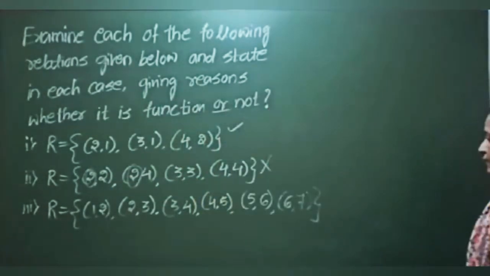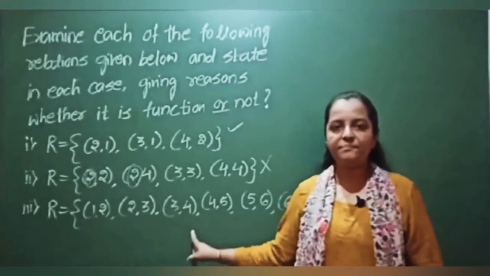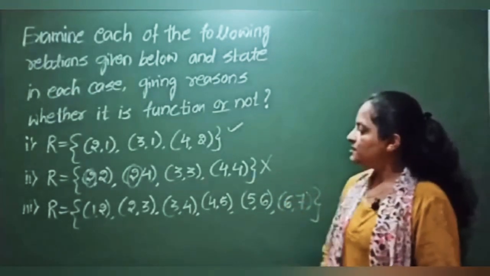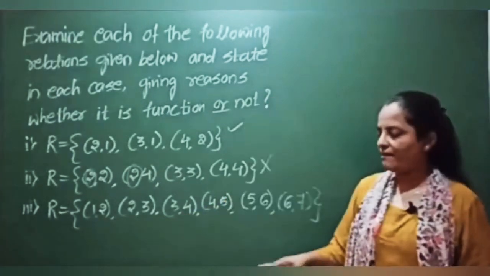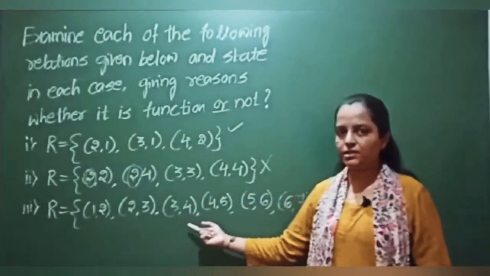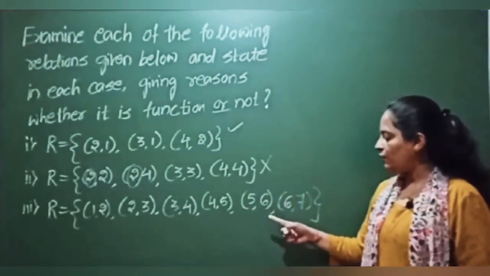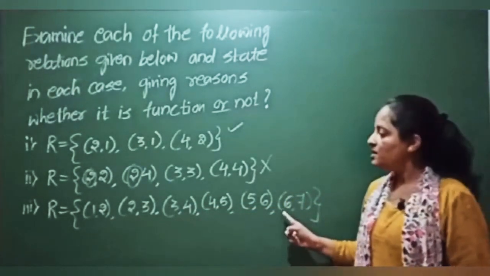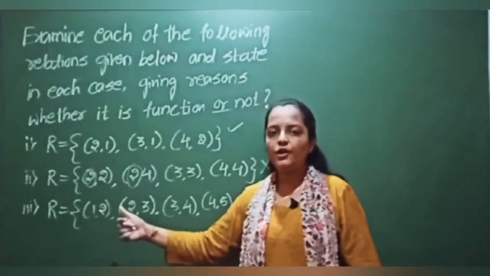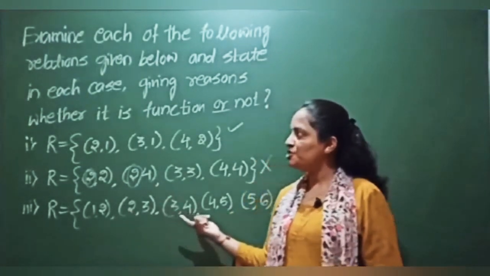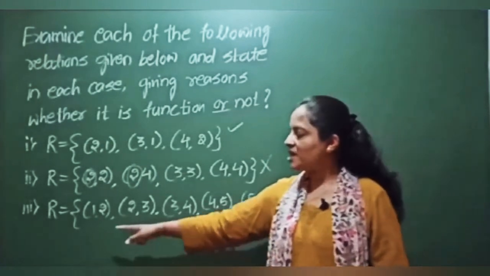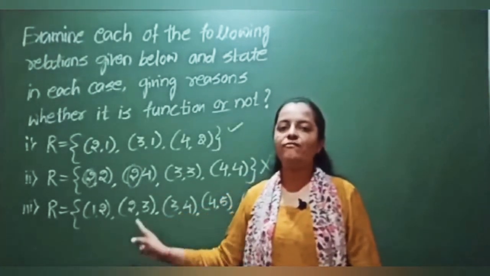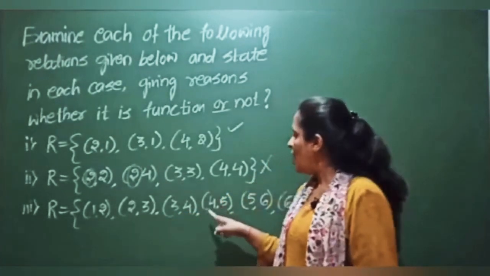Now take the third example. Is it a function or not? We'll think. So here the relation is having elements 1, 2, 2, 3, 3, 4, 4, 5, 5, 6 and 6, 7. So this is a relation from domain to codomain. They have not mentioned from set A to set B. So each and every element in the domain should have one and only one image in the codomain.